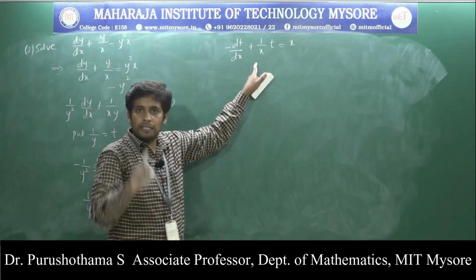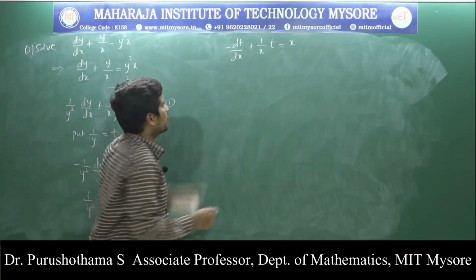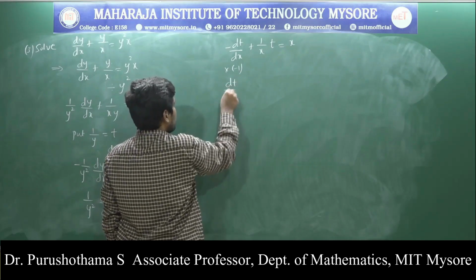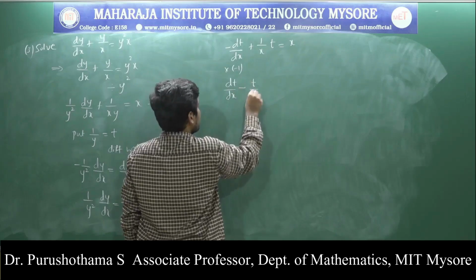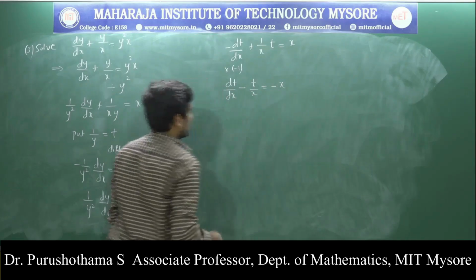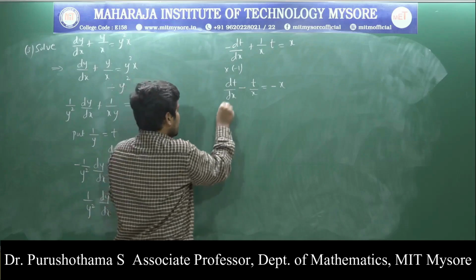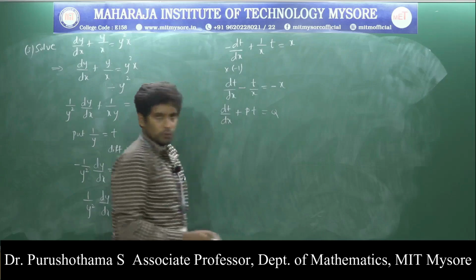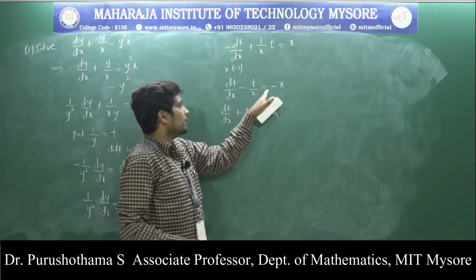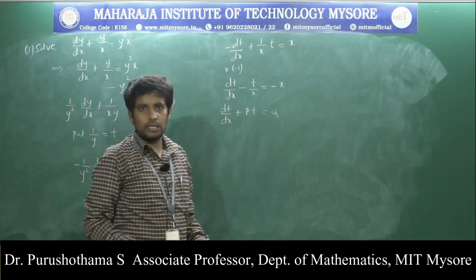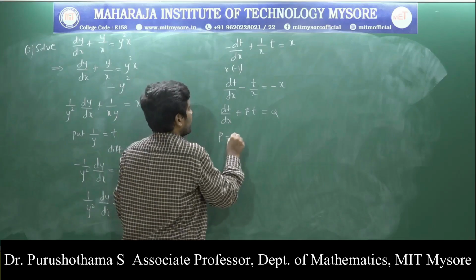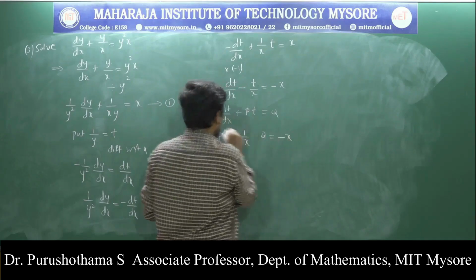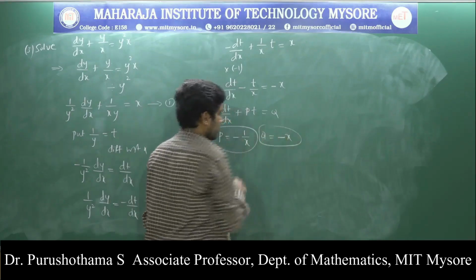This equation is not in the form of a linear equation, therefore multiply the whole equation by minus 1. It becomes dt by dx minus t by x is equal to minus x. This equation is in the form dt by dx plus p into t is equal to q. Comparing the given equation with the standard form of the linear equation, we get p is equal to minus 1 by x and q is equal to minus x.